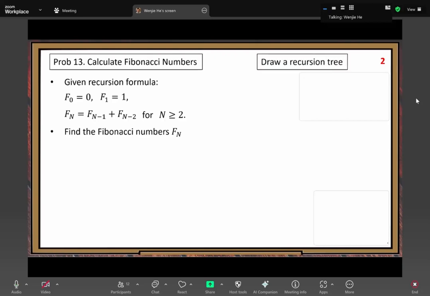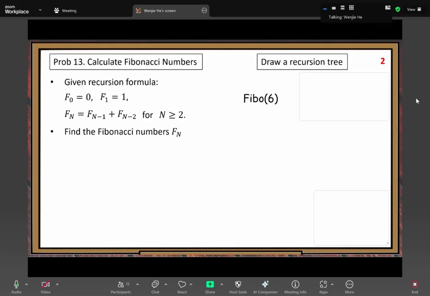Here, let me draw a recursion tree. Because when you do recursion, you need to calculate a sequence of numbers in a certain order. So we use a recursion tree to visually understand what intermediate results we need to calculate. Here I use a small number, Fibonacci of 6. At the beginning, the input is 6, a small number.